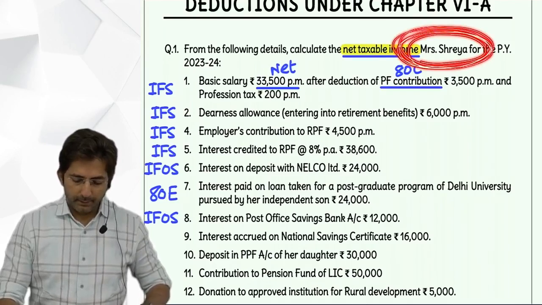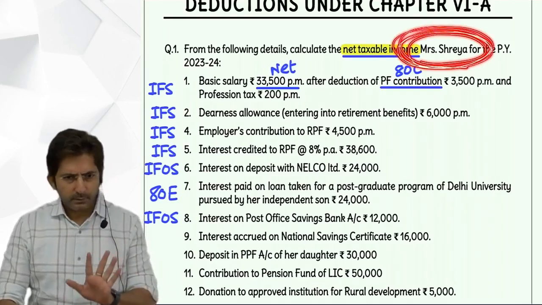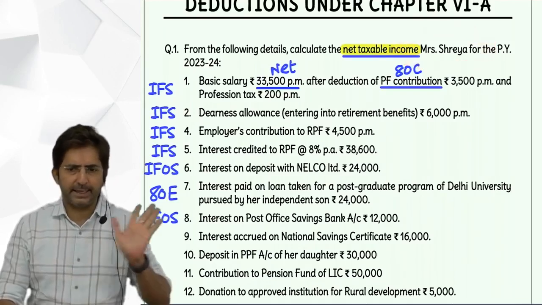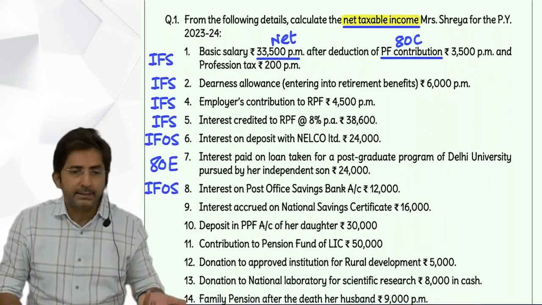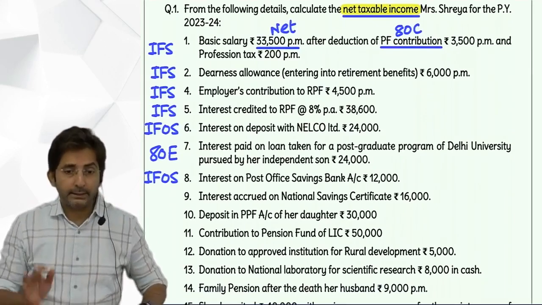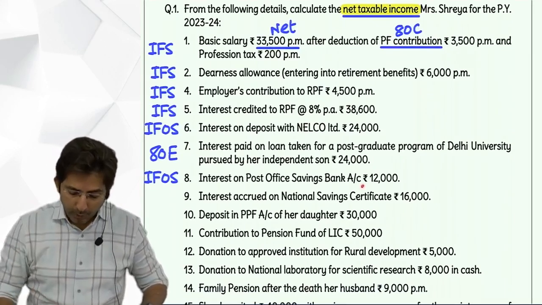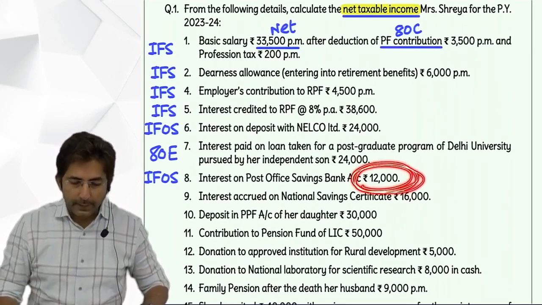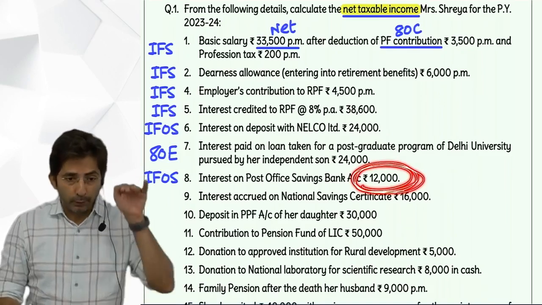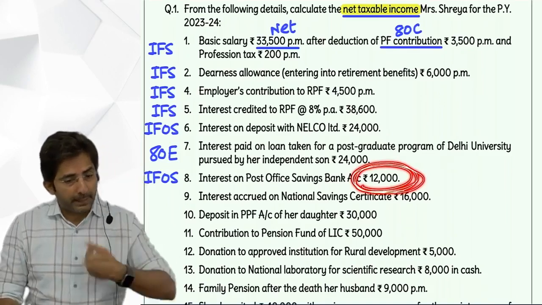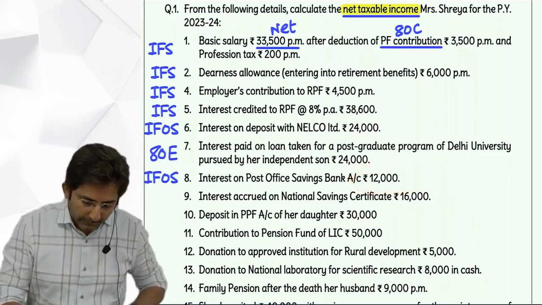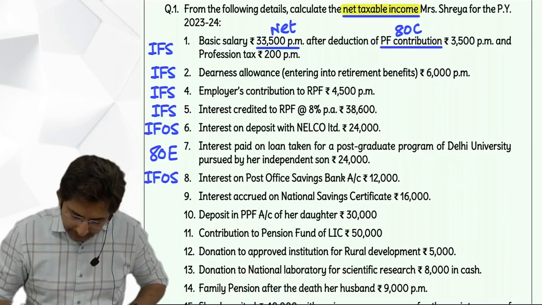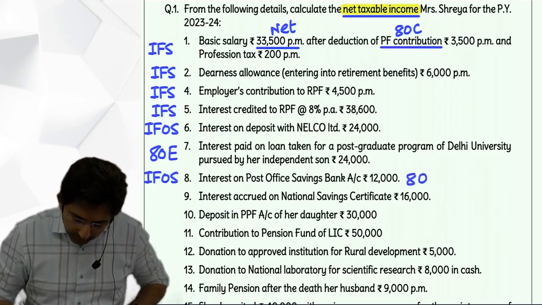Mrs. Shreya. Age is not given. Normal individual, 80TTA. And in TTA it has to be a savings account only. And this is a savings account. But see, already 3,500 is exempt. So out of 12,000, 3,500 will be exempt. But the balance you will include in IFOS. But that you can minus under 80TTA. So do one thing. Along with this, you also write here 80TTA.